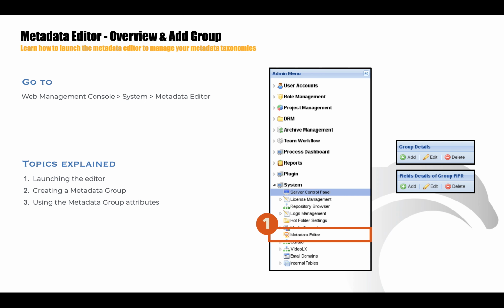So the topics that we will cover are how to launch the metadata editor. And then once you have the editor launched, how to create new metadata groups within the editor. And then for any metadata groups, we are going to look at all the group attributes that are useful when you are creating a schema.